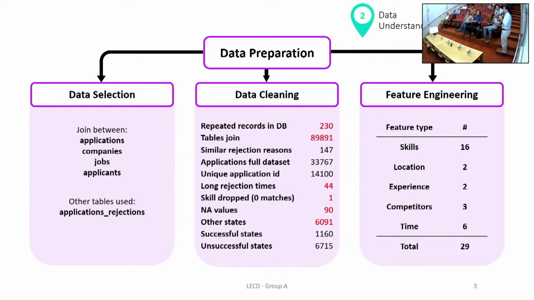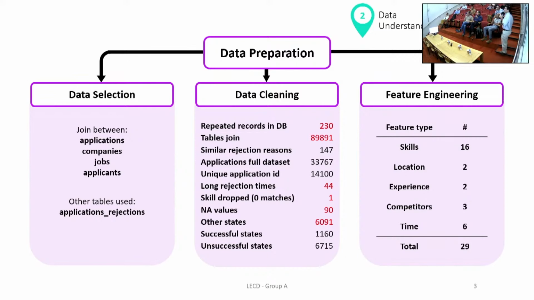From the feature engineering part, we had 29 features, mainly on the skills, if the applicant has the skills appropriate for the job. Also on location, whether the job and the candidate are in the same location, the experience level, how many competitors, and also time features, for example, how often the company reviews applications. This was a relevant feature for the process.